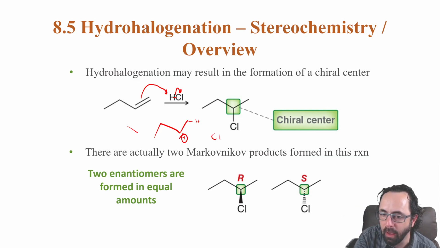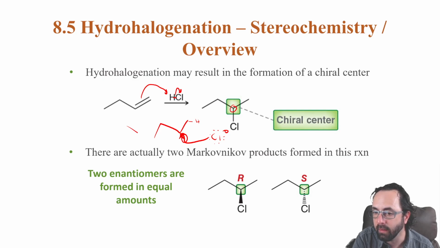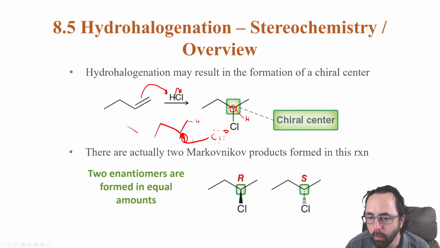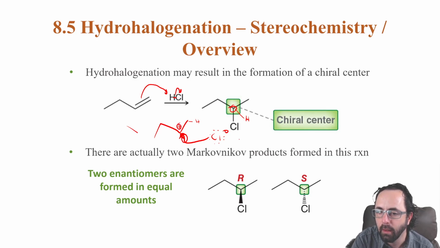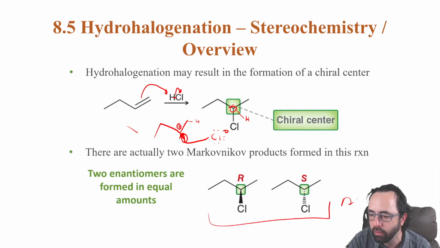And then we'll get an attack by the chloride ion, which will then produce for us a product. But this product has a chiral carbon here because there is a hydrogen also attached, and so there are 4 different groups attached. Because we're going through a carbocation intermediate here, which is flat, the nucleophile can attack equally from either side, so we get a racemic mixture of products.